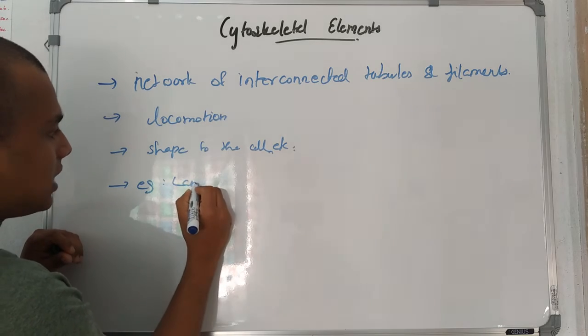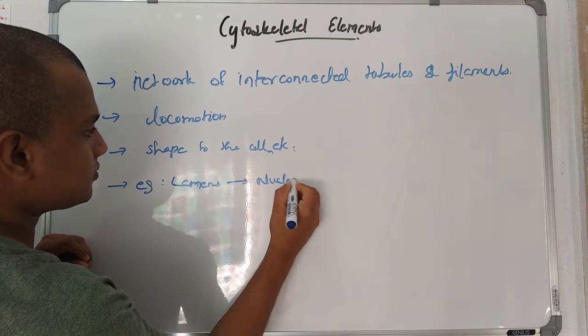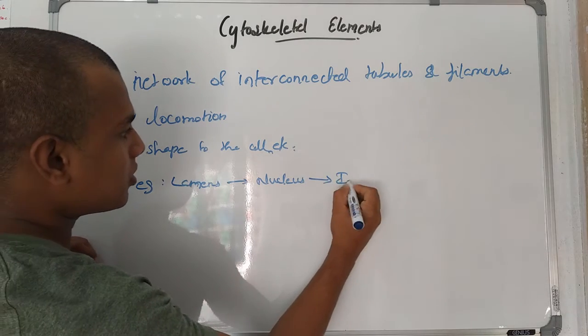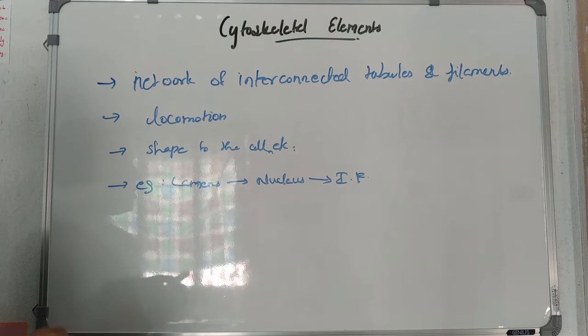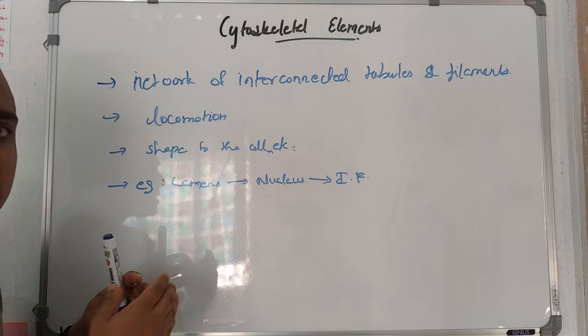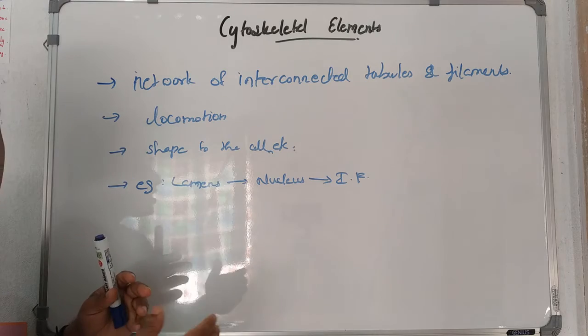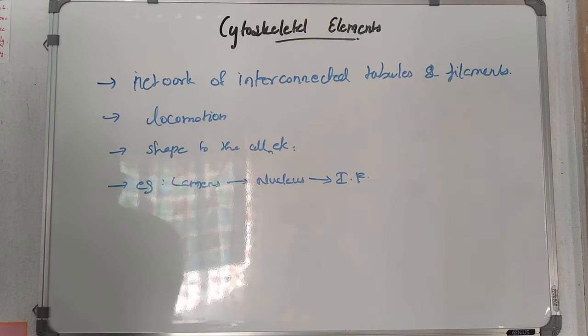lamins, present inside the nucleus. It's an example of intermediate filaments, which we will be looking into. One thing you need to know is that eukaryotic cytoskeletal elements are absent in prokaryotic cytoskeletal elements, and we'll be looking at the classification now.